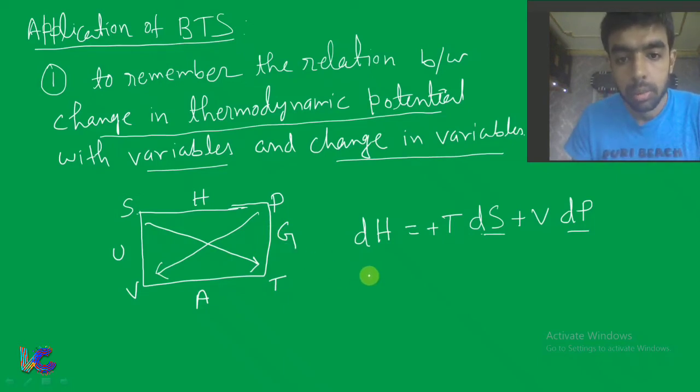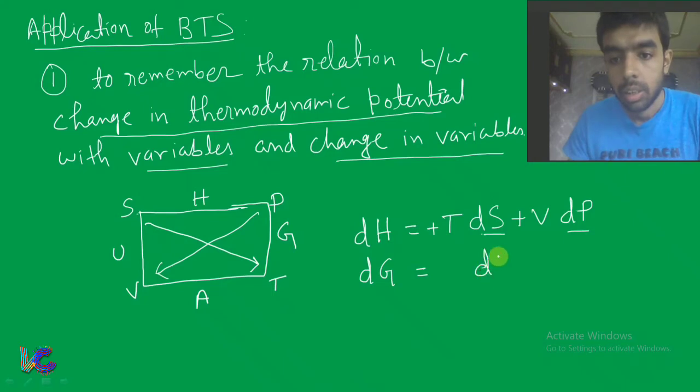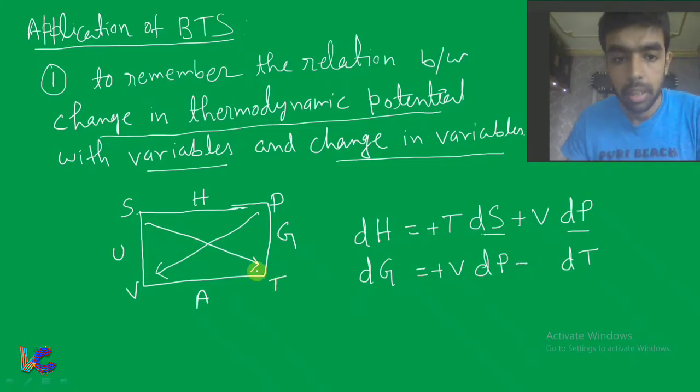Now let's talk about G. So dG. G is in between P and T. So you write dP here and dT here. Fine. Now P means the arrow is moving away, so there will be a positive sign, and the arrow is going to V. That means plus V. Fine. Now T. So T, the arrow is coming closer to T. That means there will be a negative sign, and the arrow is coming from S. That means there will be S. So dH is equal to TdS plus VdP, and dG equal to plus VdP minus SdT.